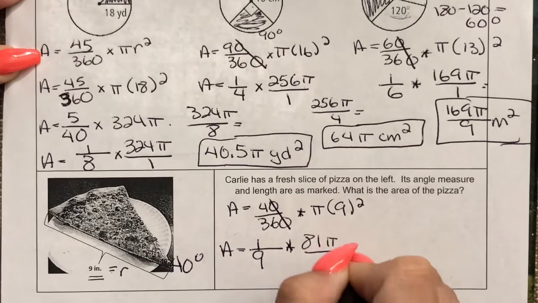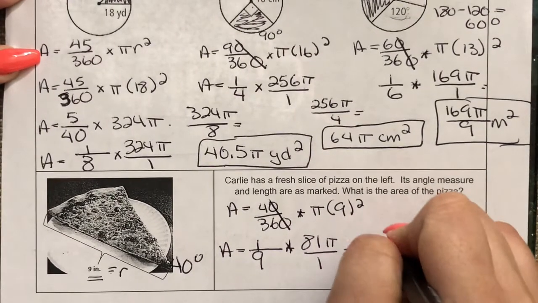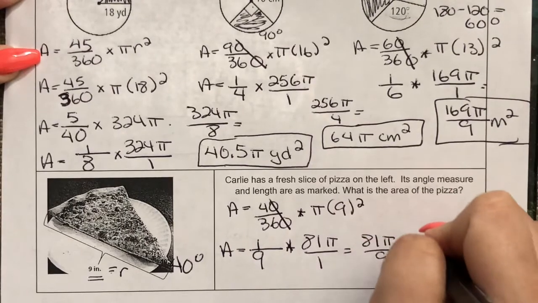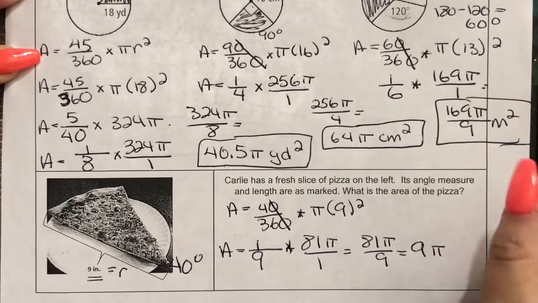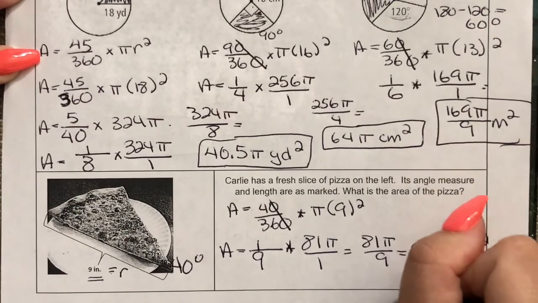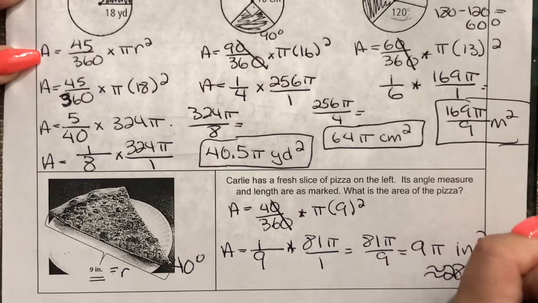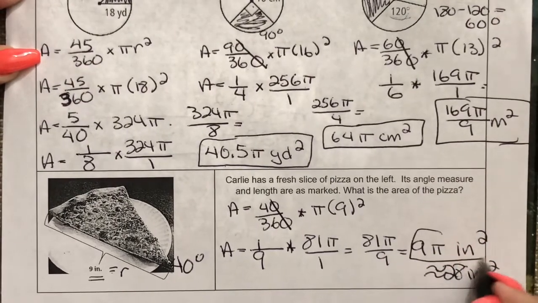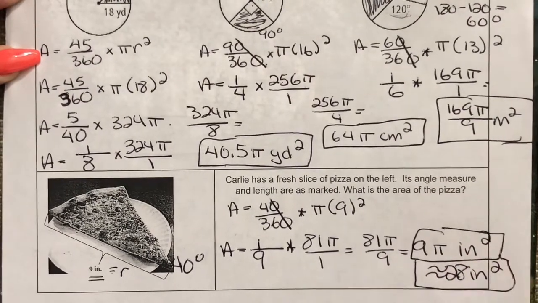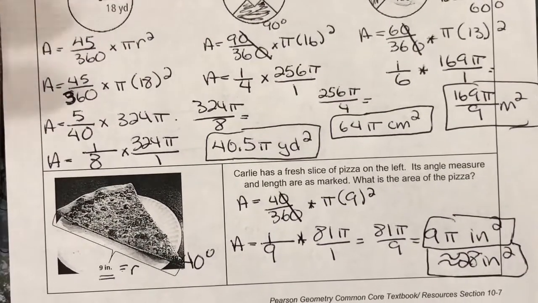81 pi. Put it over 1 if you need to. Ends up being 81 pi over 9, which does simplify to just 9 pi inches squared, or approximately 28 inches squared. So either one of these answers would have been appropriate. Again, depending on how the instructions ask you to express the answer. This one didn't say.